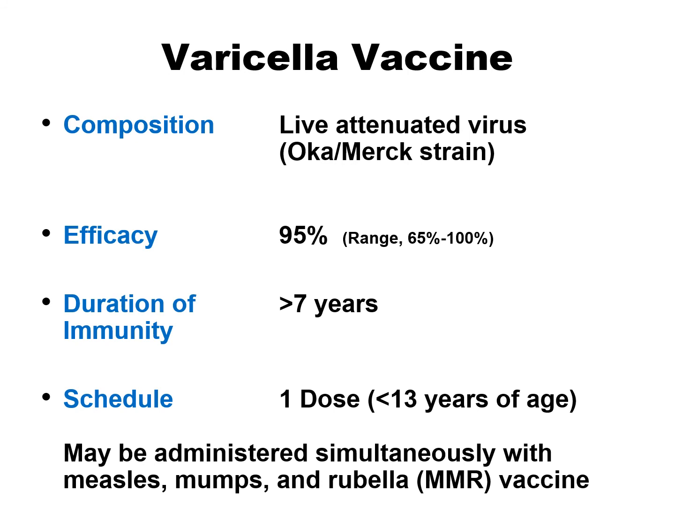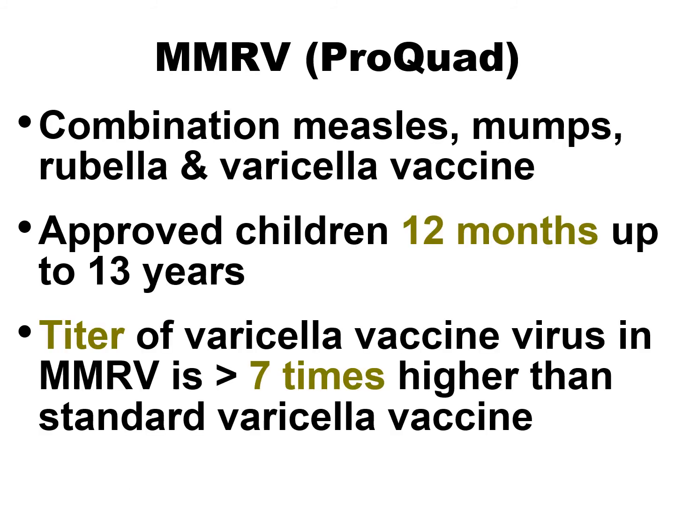Varicella vaccine composition: live attenuated virus, efficacy 95%, duration of immunity more than 7 years, schedule 1 dose for those who are less than 13 years. MMRV, a combination of measles, mumps, rubella, and varicella, is approved for children 12 months up to 13 years. The titer of varicella vaccine virus in MMRV is 7 times higher than in the standard varicella vaccine.